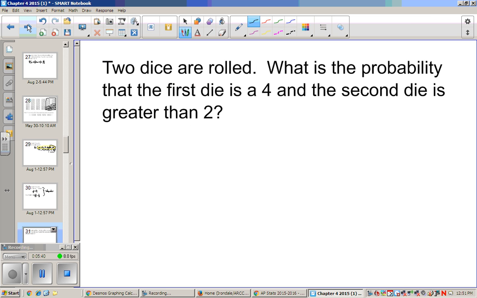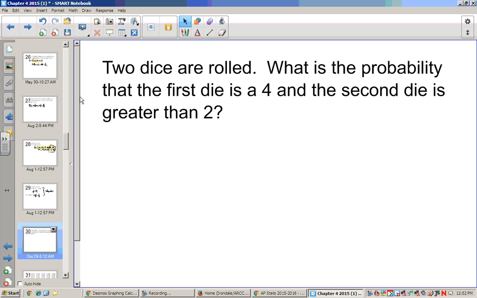All right, assume two dice are rolled. What's the probability that the first die is 4 and the second die is greater than 2? I just realized this problem's in the wrong section, so we actually are done with this one for conditional probabilities. This one is in the "and" section, so let's not worry about it.